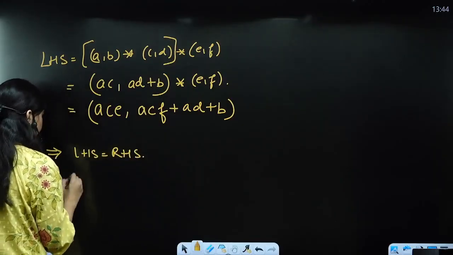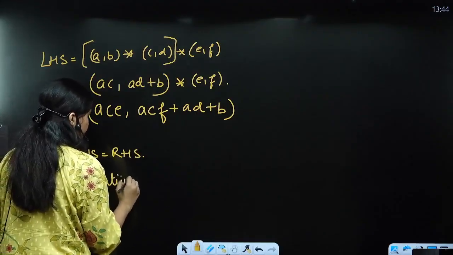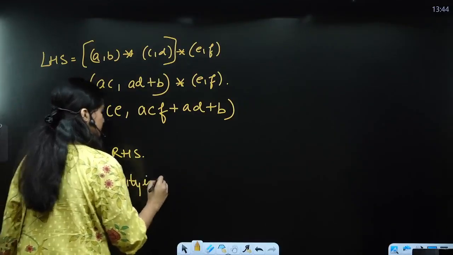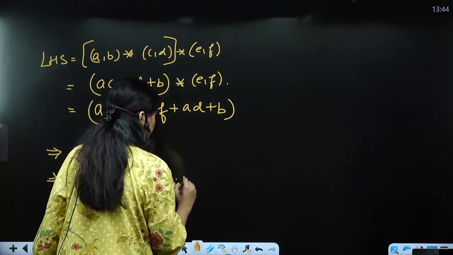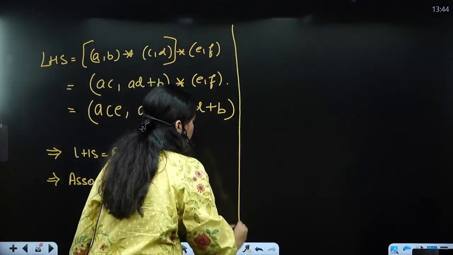This implies that associativity is satisfied. Alright, let's take up identity now.